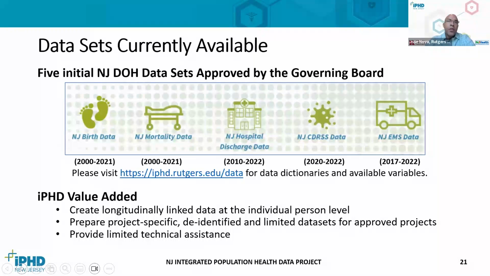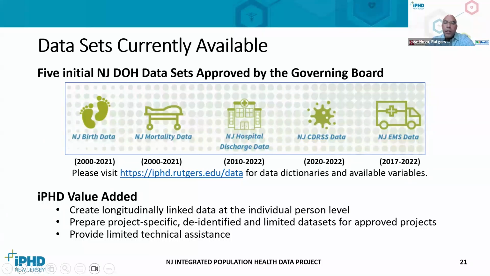As Oliver said, my name is Jose Nova, and I will be talking a little bit more about the data sets available in the iPHD and the linkages that have been conducted. Currently, as you see, there are 5 initial data sets in the iPHD project, all coming from the New Jersey Department of Health, namely the birth data, New Jersey mortality data, hospital discharge data, the New Jersey CDRSS data, specifically COVID-19 PCR positives, and the EMS data.